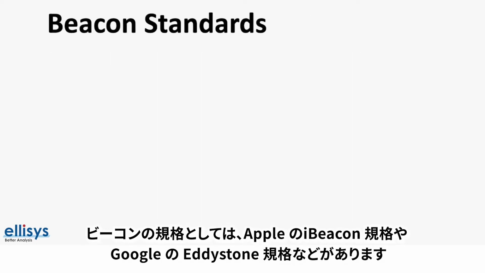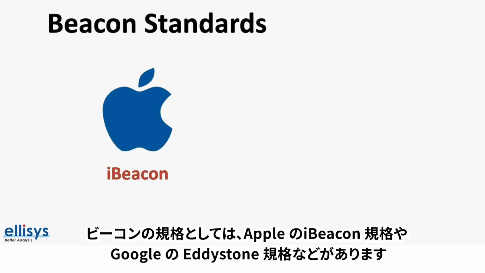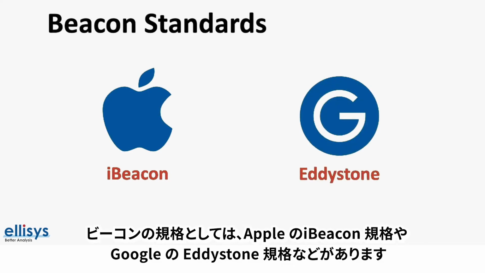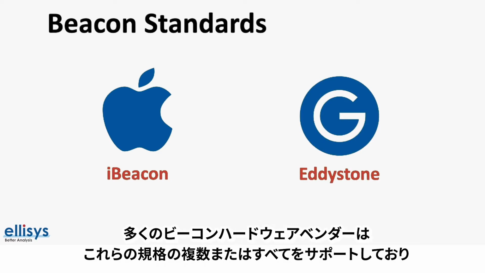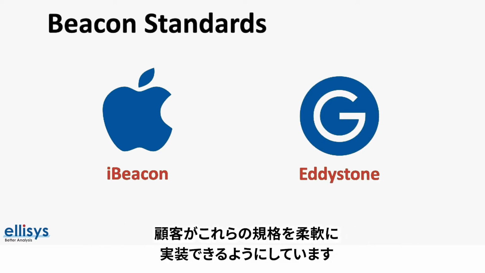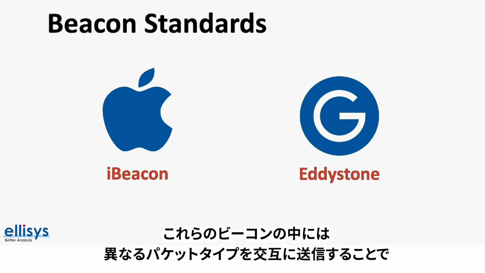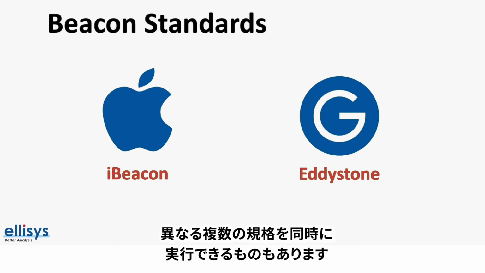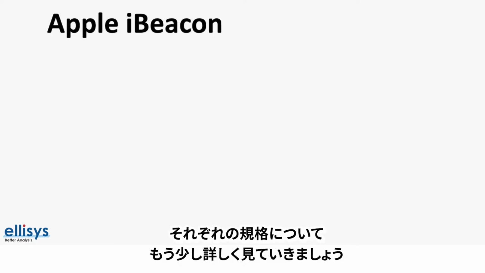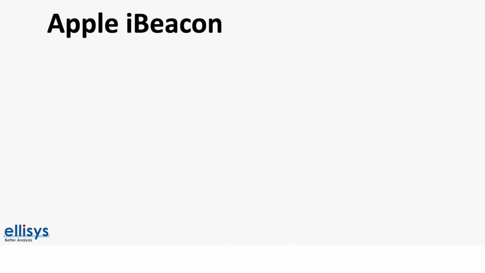Some of the most popular beacon standards out there include Apple's iBeacon standard, as well as Google's Eddystone standard. Many of the beacon hardware vendors support multiple or all of these standards to give their customers the flexibility to implement those standards. Now, some of those beacons can even implement multiple standards running simultaneously by alternating the transmission of the different packet types. Now let's talk about each of these standards in a bit more detail.